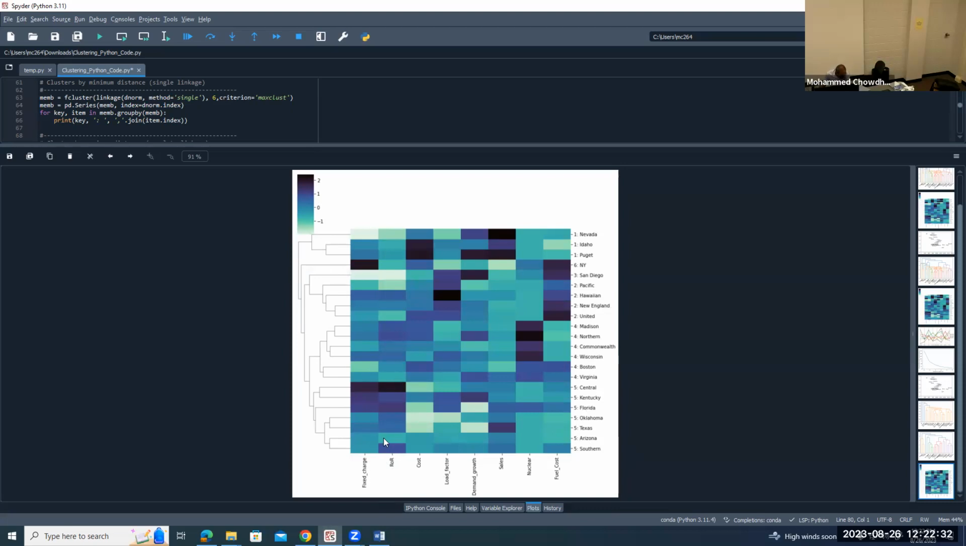And then cluster 2 has a high fuel cost. This is cluster 2. And if you take a look at the fuel cost, cluster 2 has the highest fuel cost.